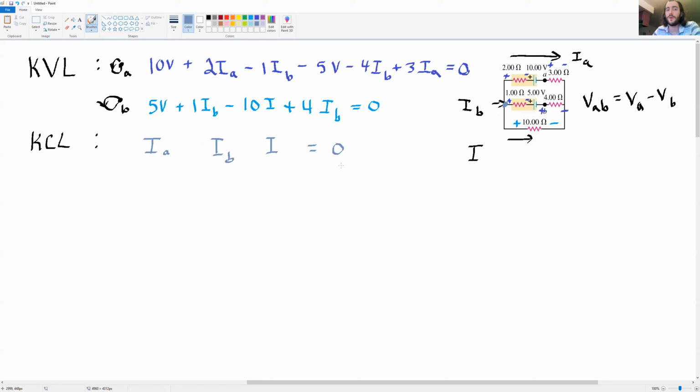And then tell yourself, okay, currents going out are going to be negative, IA is negative, and I is negative because those currents are going this way. And then IB is also going out, actually.